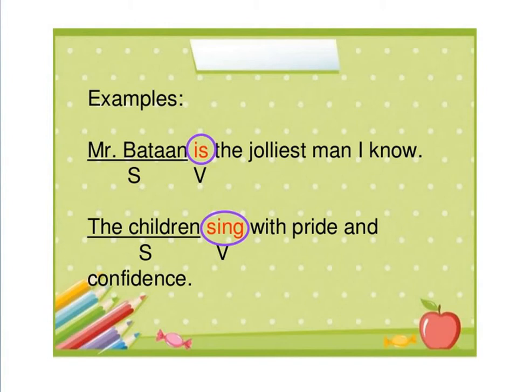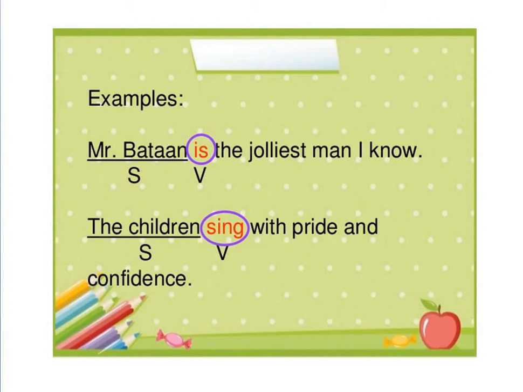Mr. Batan is one person, so it is singular. A singular subject takes a singular verb. So we write, Mr. Batan is the jolliest man I know. We are not supposed to write, Mr. Batan are the jolliest man I know. No, the sentence would be grammatically incorrect. We have to write the singular verb with the singular subject. This is the agreement.